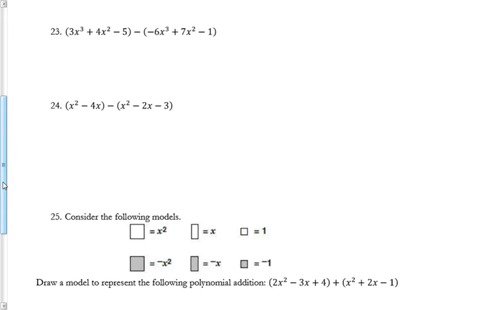This will be the end of part 1, and then I'll put up a new video that'll cover adding, subtracting, and multiplying our polynomials.